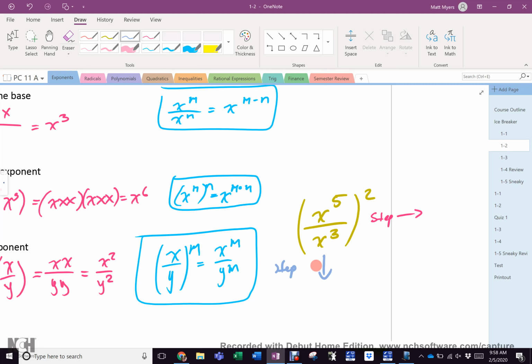So would anybody like to tell me what they would do first with this question? Toby, what would you do first? I would put the squared into the 5 and 3. You'd bring this in here. Yeah. So you would have x to the 10th.